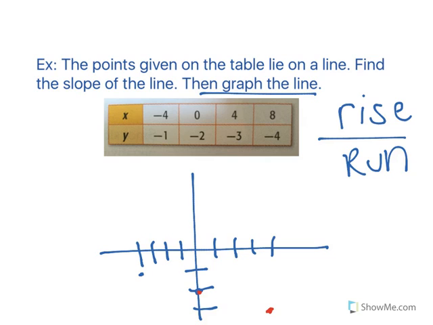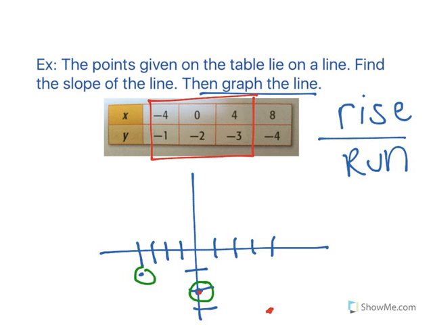But you know what? I don't even have to really graph that last one, because it's going to just be the same line. So I'm actually just going to stop right here. I'm just going to focus on these 3 points. It doesn't really matter to graph all of them. You have to graph at least 2, or I would say at least 3. So now I'm going to pick any 2 points and try to find my rise over my run. Okay, so I'm going to focus on these 2 points.